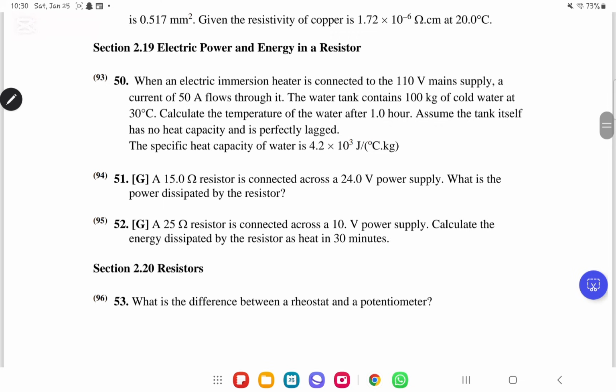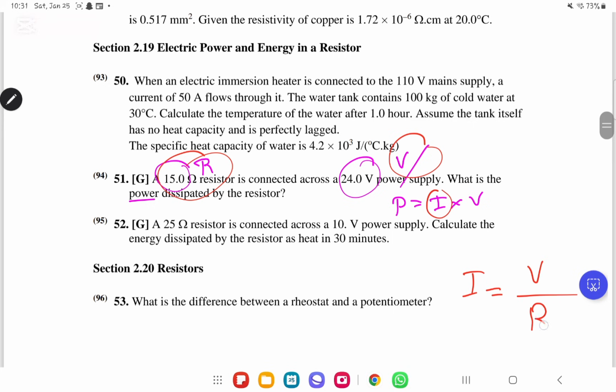So we are given a resistor of resistance 15 ohm, and it has a voltage or potential difference of 24 volts. They need the power dissipated by the resistor. We know power is equal to the current times the voltage. So how can we find the current if we are given the voltage and resistance? We know that the current I is equal to the voltage divided by the resistance. So voltage is 24 divided by the resistance 15.